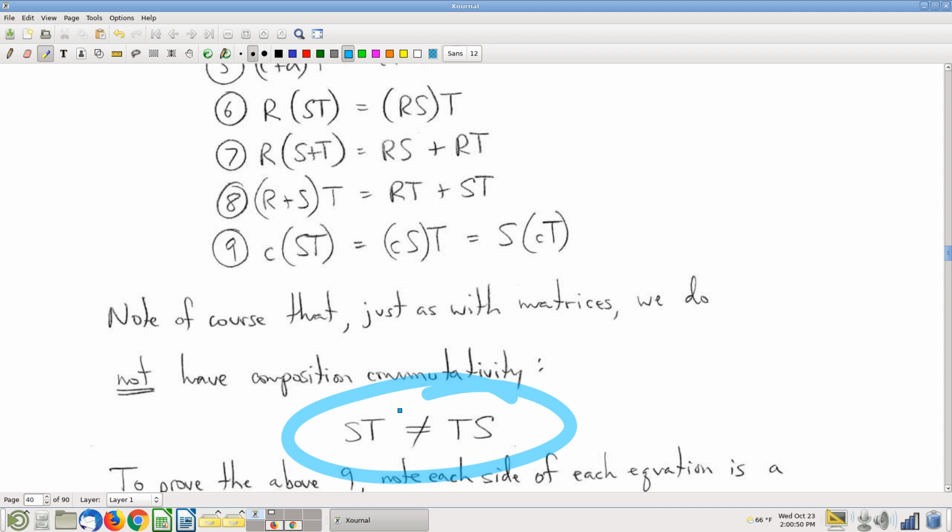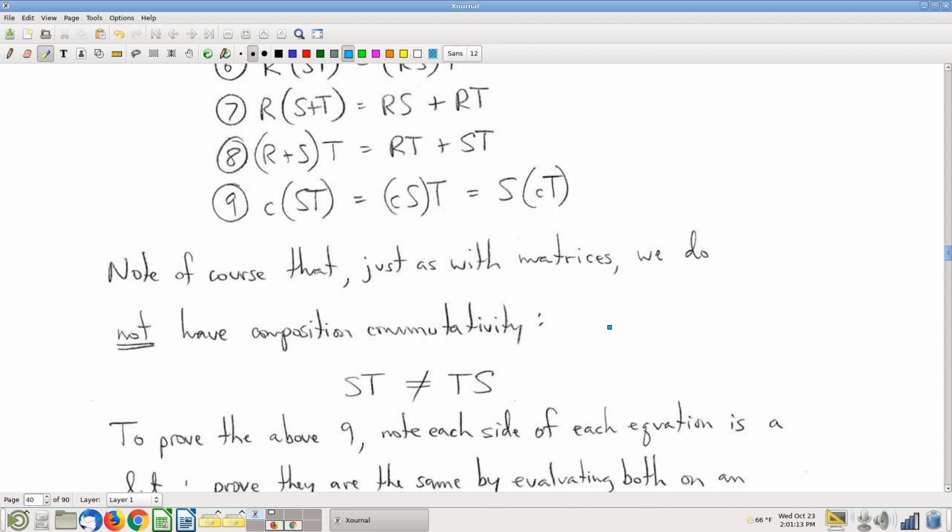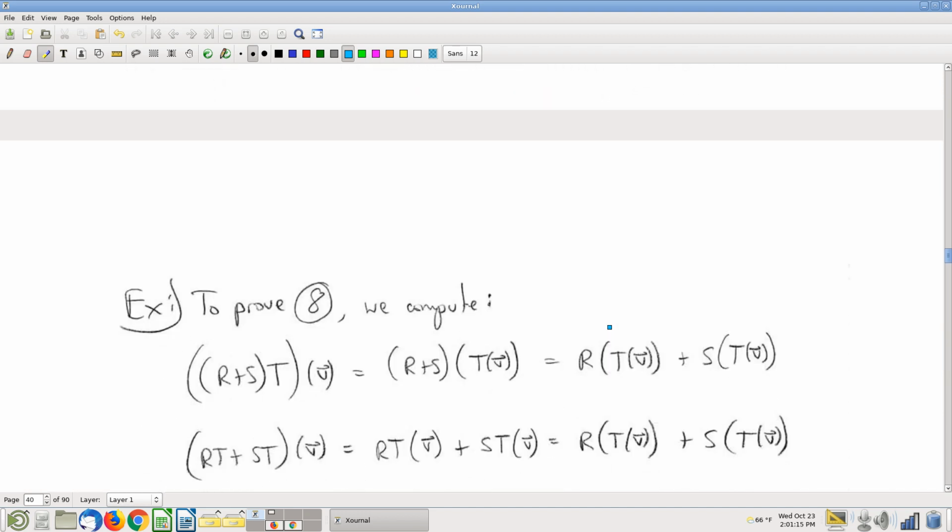Okay. Side note. This isn't our first time to have this disappointment. Matrix multiplication, also not commutative. Right? A times B is not equal to B times A in matrices. Right, so I'll call this a familiar disappointment. Yeah. Okay. All right. So what are we going to do with this?